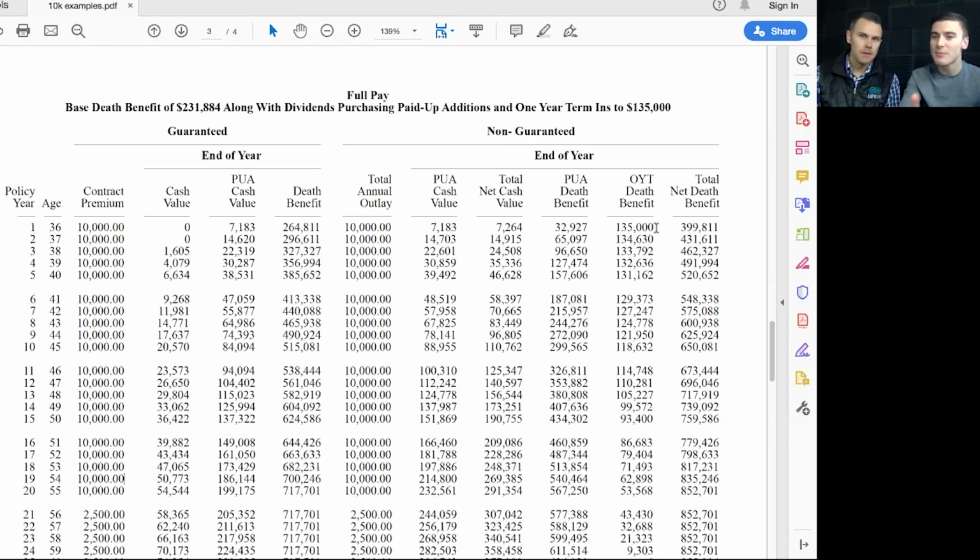Right. Yeah. But here's the big difference: for us to get this base and PUA combination, we need to add a term rider. Now, think of the term rider as an expense that we add on, but it's a cheaper expense. And as a result, we're able to put more cash in. So it's all about maneuvering and designing a plan and reverse engineering it for the cash.